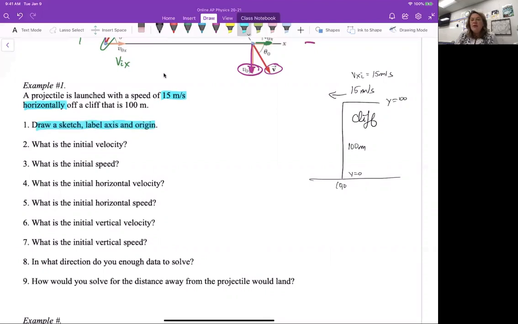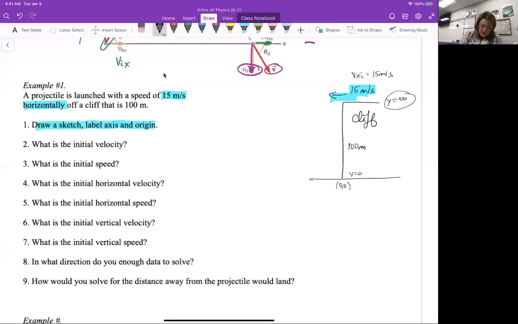I have a cliff. Now I'm going to make it interesting. I'm going to throw it to the left originally. So I have my origin right here. This is my x equals 0, y equals 0. And I have some height that it starts at, y equals 100, because I started off at a 100 meter tall cliff. So I've done part A.